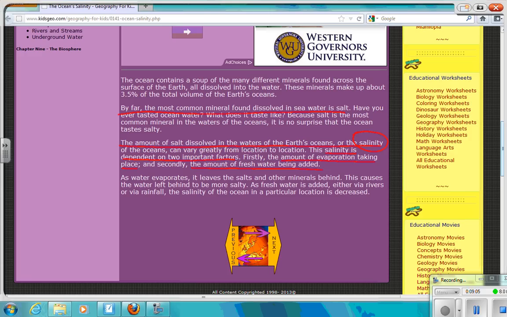As fresh water is added, and it may be added in different ways, it could be a river or lake or rainfall or melting glaciers, the salinity of the ocean starts to decrease.